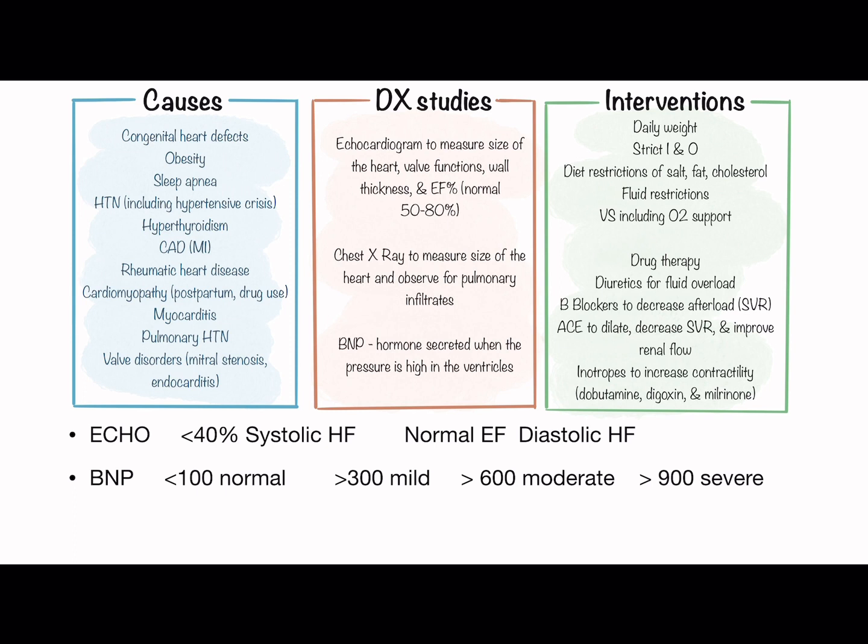And so if you are in a systolic heart failure, your heart is not going to squeeze and contract enough to get that amount of blood out. So the amount of blood that's getting out is less than 40%. Now, in diastolic heart failure, your EF will probably be normal.